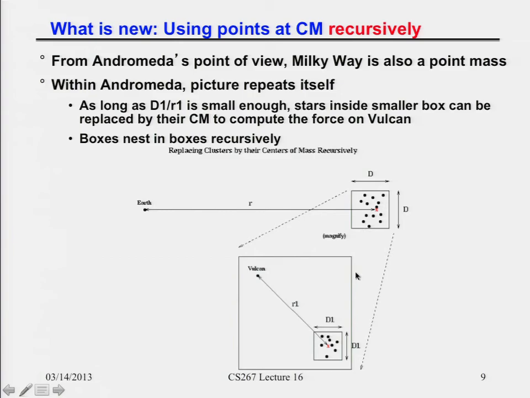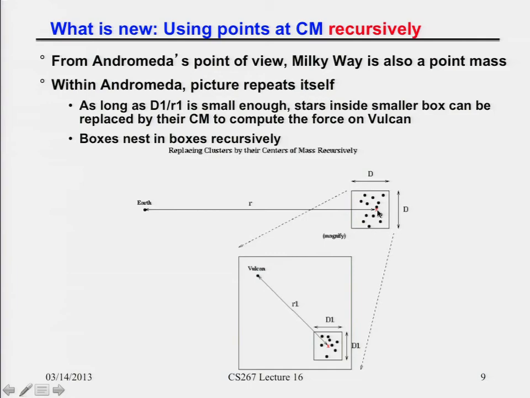So here is the picture of Vulcan and the Earth again that I referred to earlier. And so what is the criterion that we're going to use to decide whether a bunch of particles can be replaced by their center of mass? And so what I'm going to do is take the Earth where I want to evaluate the force. I'm going to take a box in my quad tree that's very far away and look at all the particles inside it and say, can I replace you?